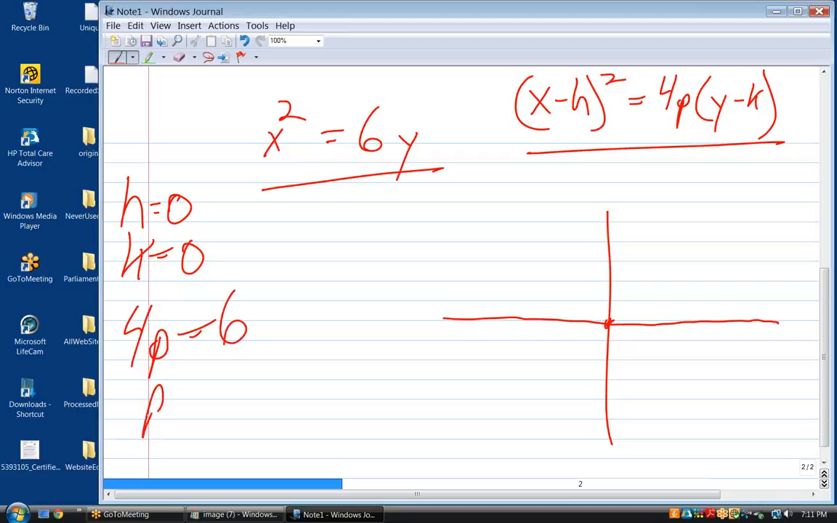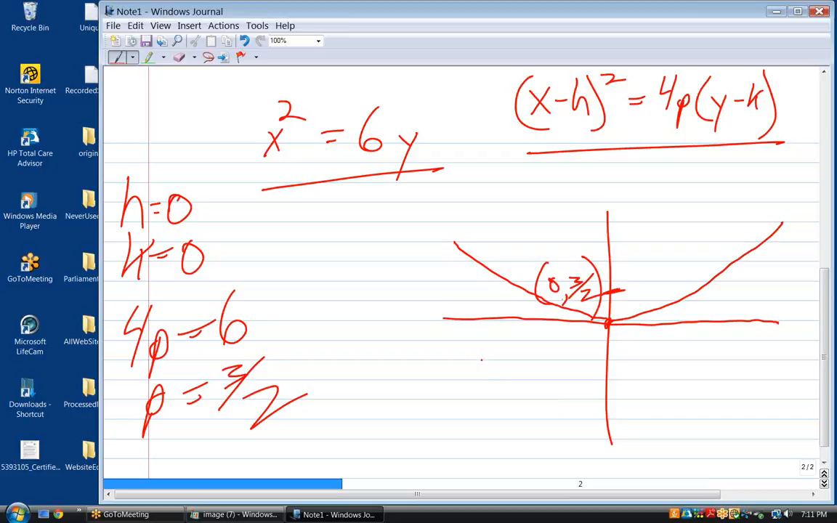6. So p equals 3 halves. So we're looking at a parabola whose focus is at 0, 3 halves. And whose directrix is at y equals minus 3 halves.